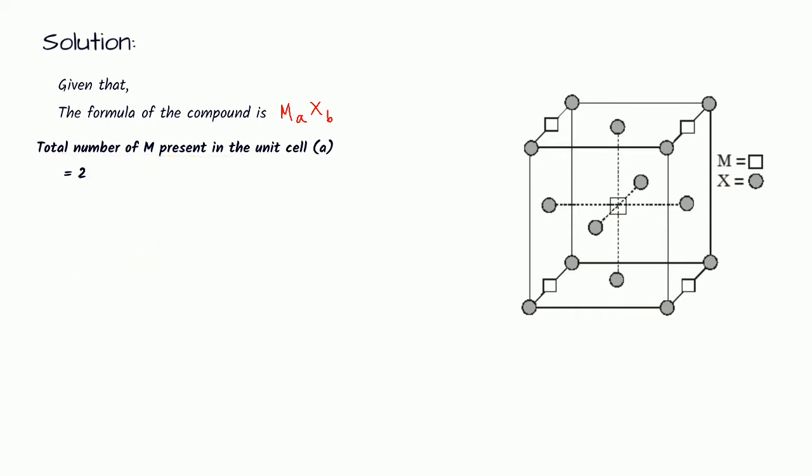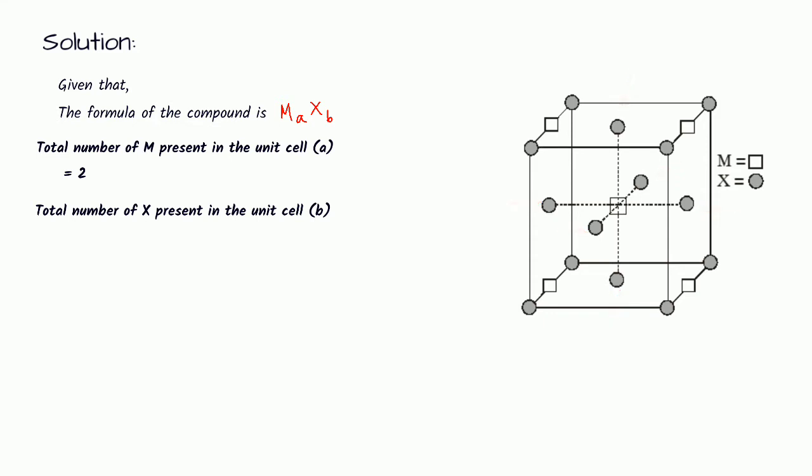So A is done. Okay, so now concentrate on the B. That means now let us find out the value of small b. To calculate the value of b we have to find out where actually the X are present. Here the X are present in all the corners of the unit cell, and all the 6 faces, actually the face center of the unit cell.